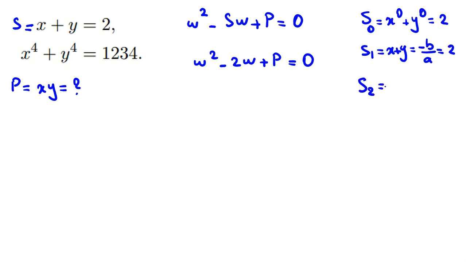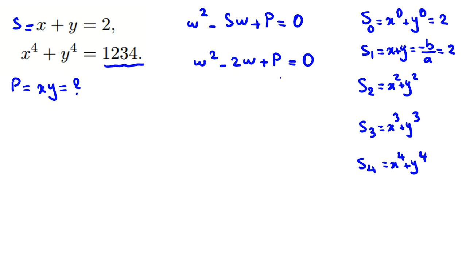Now I want to find S2, which is x squared plus y squared. Then I want to find S3, x cubed plus y cubed. And then I want to find S4, x to the power of 4 plus y to the power of 4. Why do I keep writing on S4? Because I know S4 is given, and I find S4 in terms of P, so I can find P.